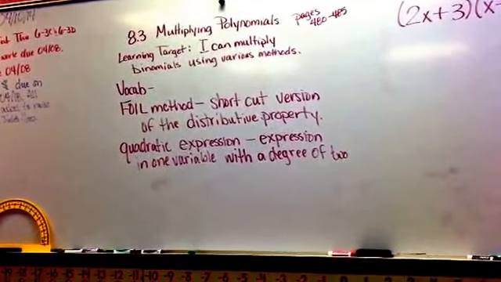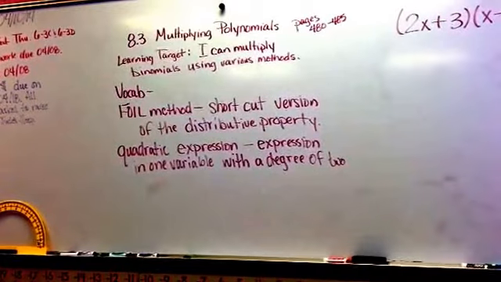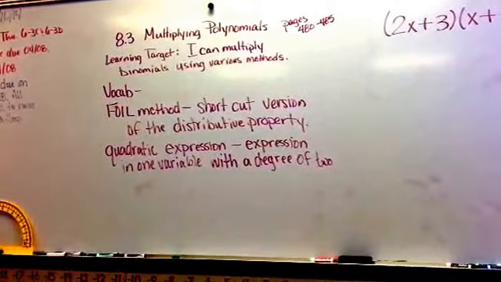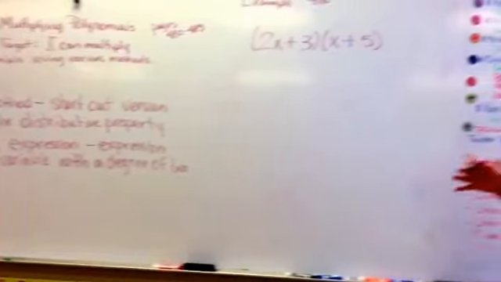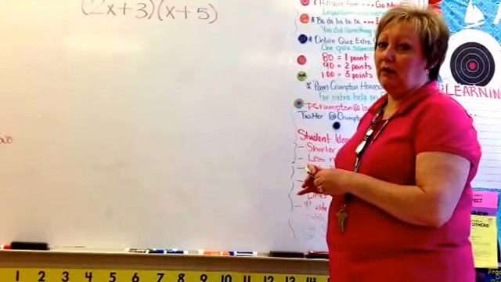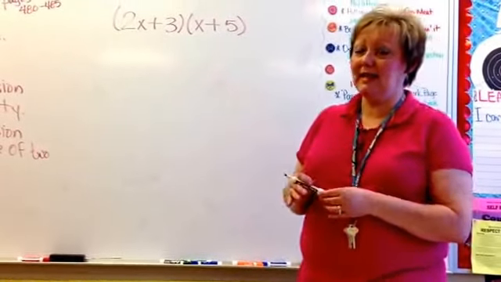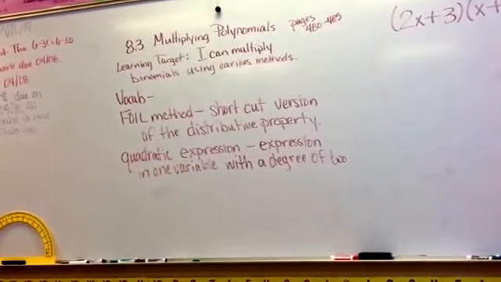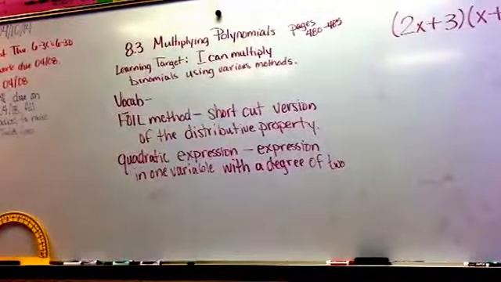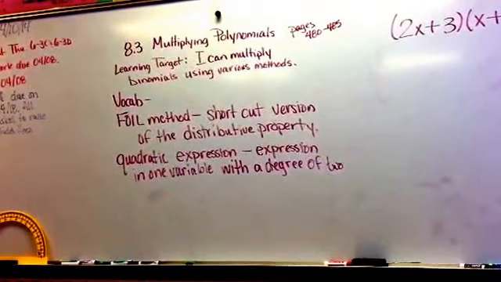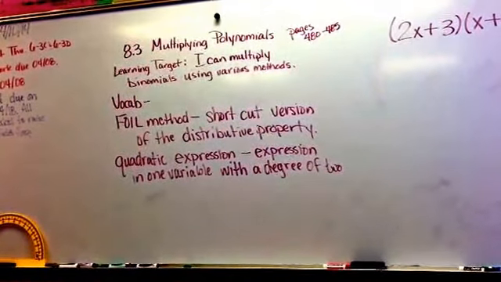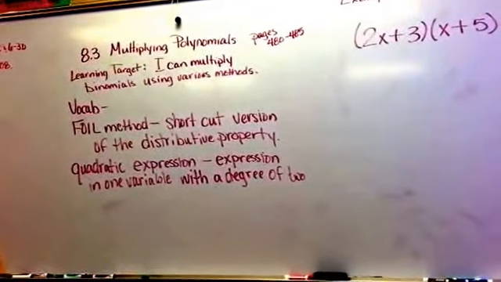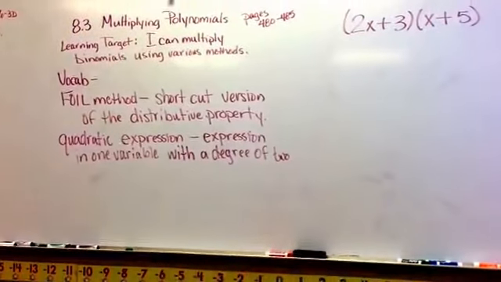Your learning target: I can multiply binomials using various methods. Vocabulary: FOIL method. Now if you're from the South, like most of us are, we say "foil." If you are from north of the Mason-Dixon line, they like to say it "FOIL." Okay, so anyway, back to our definitions. FOIL method: a shortcut version of the distributive property, and I'm going to show you a couple of different versions other than the FOIL method. And quadratic expressions are expressions in one variable with a degree of 2.